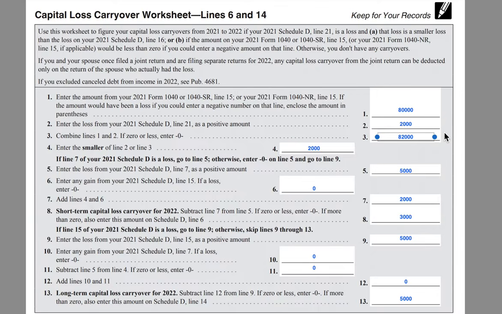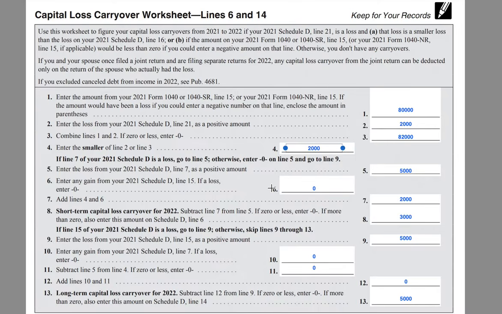In line 4, we're going to enter the smaller of line 2 or line 3, which happens to be $2,000. And at this point, if line 7, which represents your Schedule D short-term capital loss, if last year's line 7 was a loss, you would go to line 5 and complete that. Otherwise, you'll enter 0 on line 5 and then go directly to line 9 so you can calculate your long-term capital loss carryover.